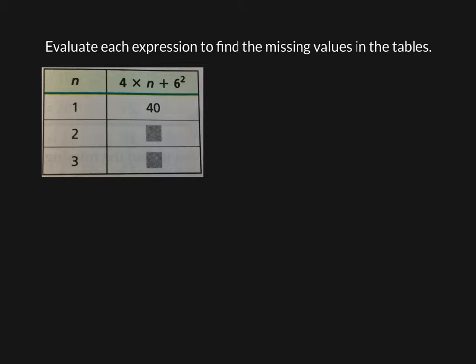Okay, now our expression gets a little trickier. 4 times n plus 6 squared. Now, underneath the 6 squared, I need to write 6 times 6, and I know that is 36, plus 4 times n. So each time I do this, I'm just going to use the 36. I don't need to rewrite 6 squared every time and solve it every time.